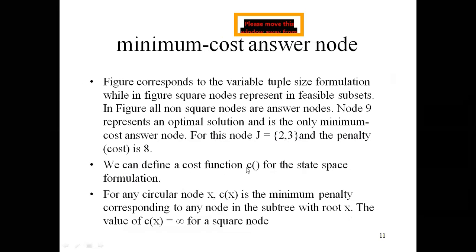We can define a cost function C for the state space formulation. So in this figure, we can find out what is the cost at each and every node and what is the upper bound at each and every node. For any circular node x, C of x is the minimum penalty.